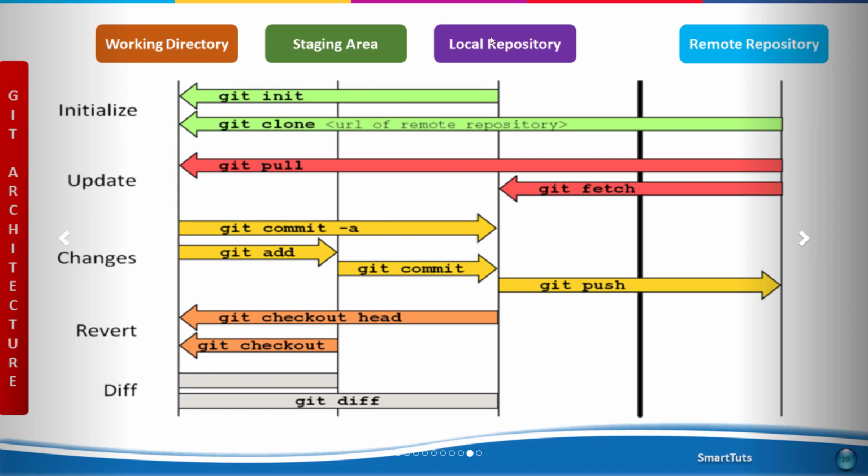Then the remote repository should be updated from the local repository. You have made some changes, right? So git push will update your remote repository with respect to the local repository. Now, in the revert section: you have made some changes and you don't want them, you want to go back. So you can use git checkout, which means you want to downgrade or upgrade, and you can do that from the local repository or from the staging area. Git diff will show you the difference between the local repository and the remote repository, whatever parameters you pass.